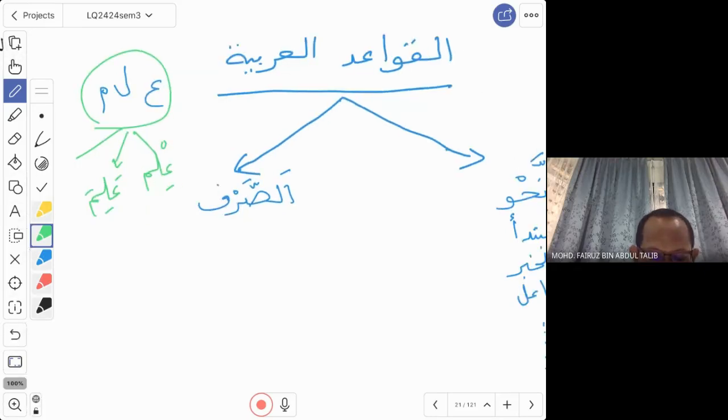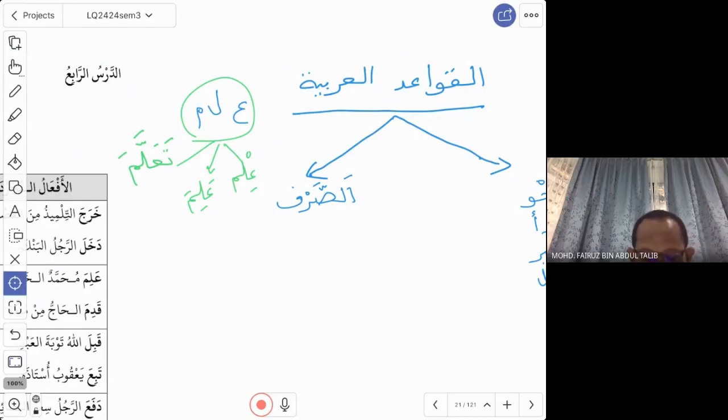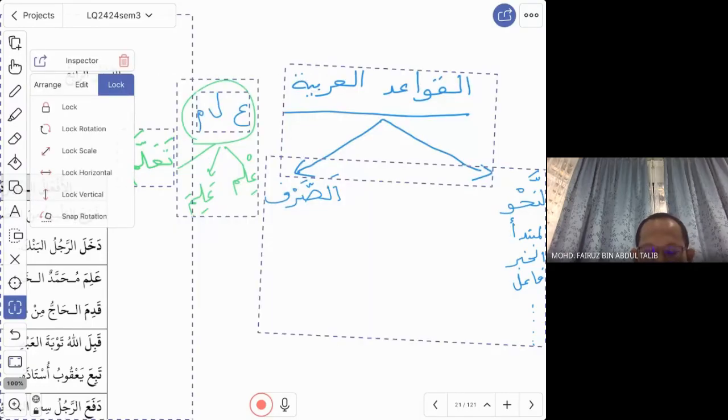For example, you have ta'allama, and so on and so forth. So this is the topic of as-sarf, and we are going to learn all of this, inshallah. Again, these are the two kinds of knowledge under the qawaid al-arabiyya. First is nahu, the grammar, and second is as-sarf, morphology. Our topic today is sarf. In this level, you are going to learn both sarf and also nahu.